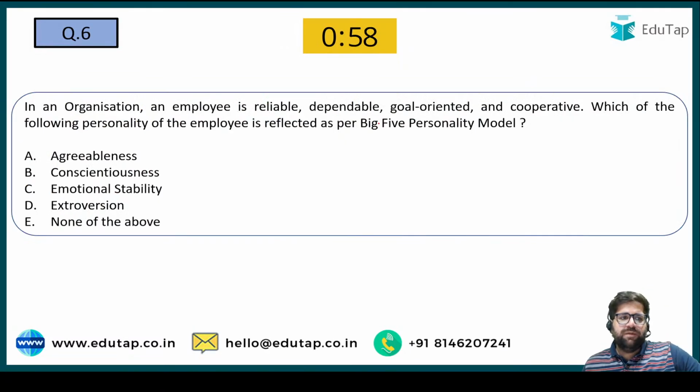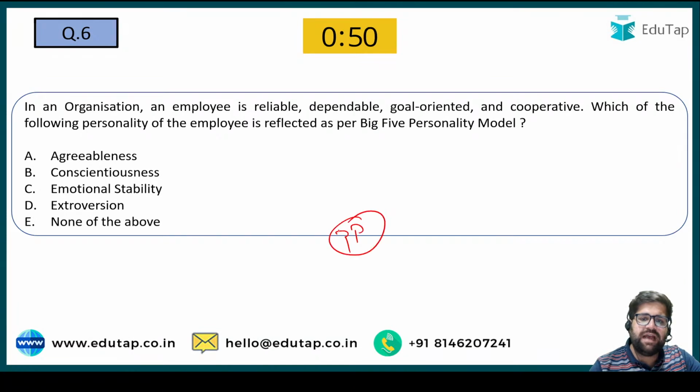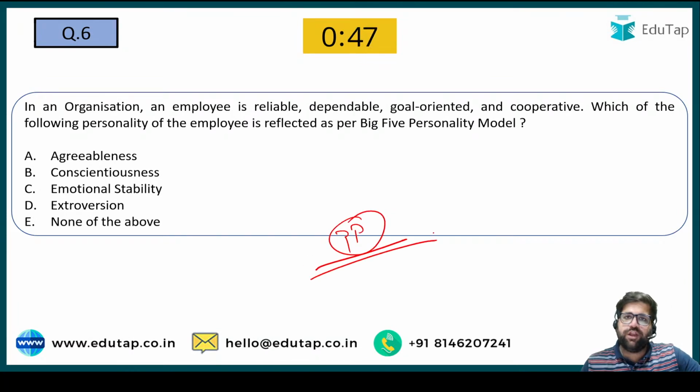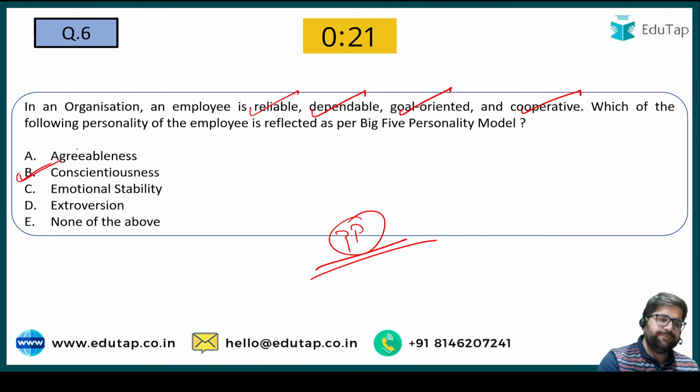Now let's come to question number 6. In an organization, an employee is reliable, dependable, goal-oriented, cooperative. This particular question has been taken from your personality and perceptions chapter. Again, a very easy chapter to decode, because you can certainly apply all those principles of different personalities on yourself and learn. So the question says that you have to identify that particular type of personality which is reliable, dependable, goal-oriented, and cooperative. These were the 4 characteristics given in the exact question, and your answer will be conscientiousness.